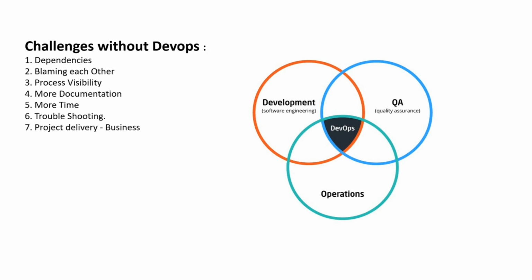And then there is process visibility. Management won't have a clear understanding of what exactly is happening within these teams and what the status of the release is. Where is it? Is it blocked at the development stage? Is it blocked at the build phase? Is it blocked at the deploy phase? Is it blocked at the testing phase? That kind of visibility.